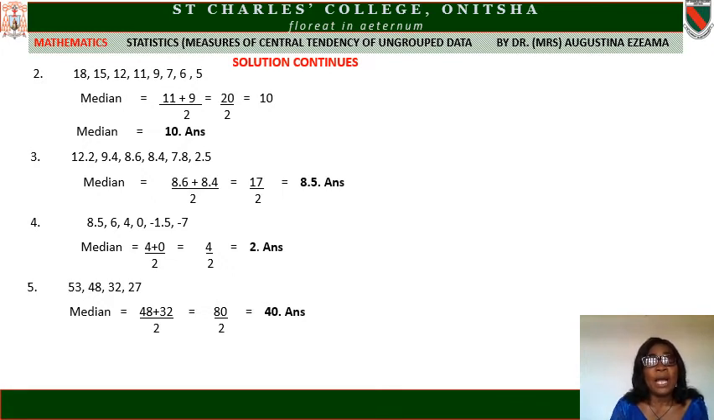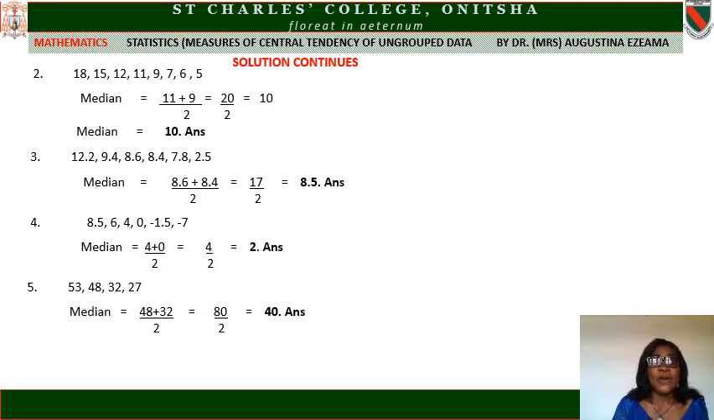Number 4: 8.5, 6, 4, 0, minus 1.5, and minus 7. The middle numbers there are 4 and 0. 4 plus 0 over 2 gives us 2, because 4 plus 0 is 4, and when you divide 4 by 2, you get 2.